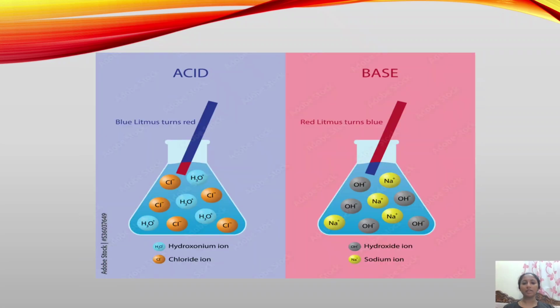Here you can see that when you use blue litmus paper in an acidic medium, the blue litmus paper actually changes into red color.